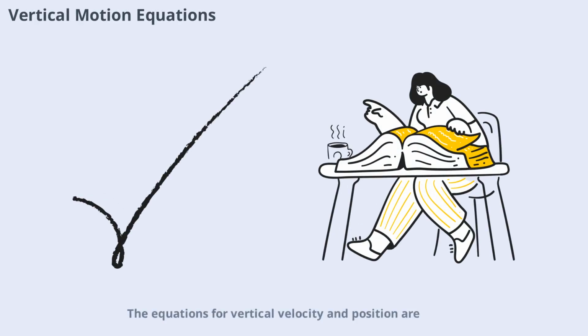The equations for vertical velocity and position are v_y = v_y0 − gt and y = y_0 + v_y0·t − ½gt². Here v_y0 is the initial vertical velocity, y_0 is the initial vertical position, g is the acceleration due to gravity, 9.81 m/s², and t is time. These equations allow us to calculate how high a projectile will rise and how long it will stay in the air. Only two of these three equations are needed for any given problem.